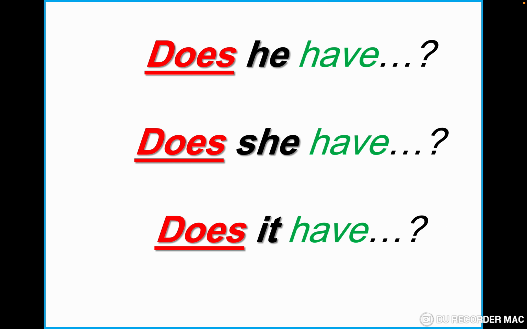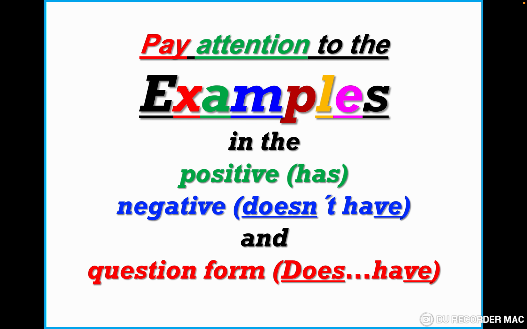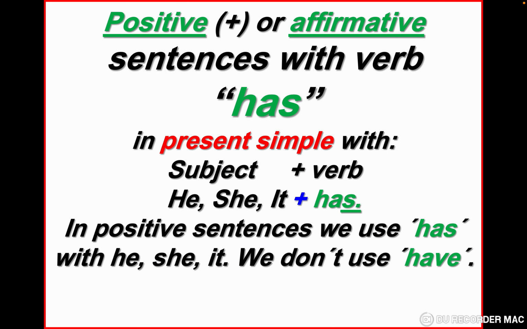Does he have? If you write does he has, it's not correct. Does she has, it's not correct. Does it has, it's not correct. When we have does, we use have. Does he have? Does she have? Does it have? Let's see more examples. Pay attention to the examples. In the positive we have has, negative doesn't have, question does, subject, have. This is the rule. We are going to see these in real examples. The affirmative form.